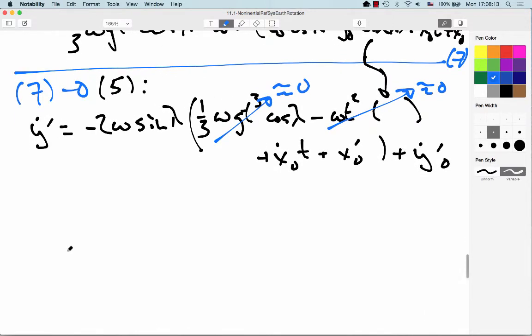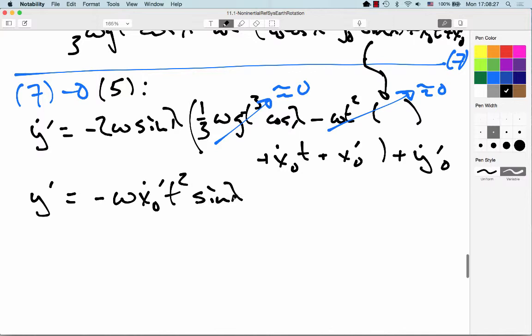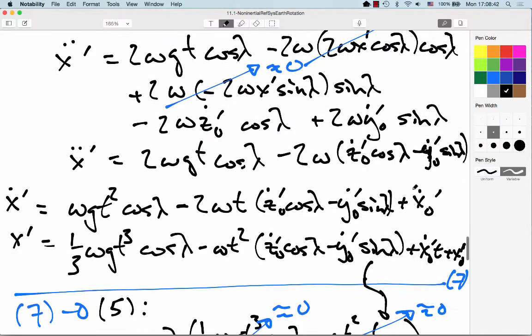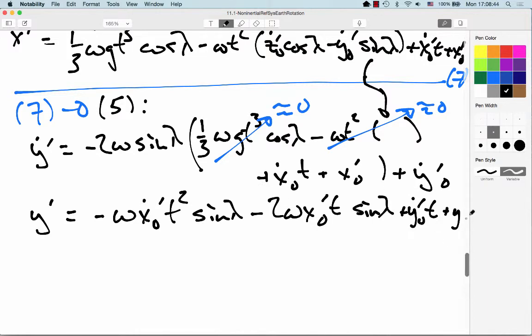Okay, so since I made that stuff go away, when we integrate one more time to get our y prime, we have minus omega x naught dot prime t squared sine lambda minus 2 omega x naught prime t sine lambda plus y naught dot prime t plus y naught. Oops. Plus, don't do that to me.